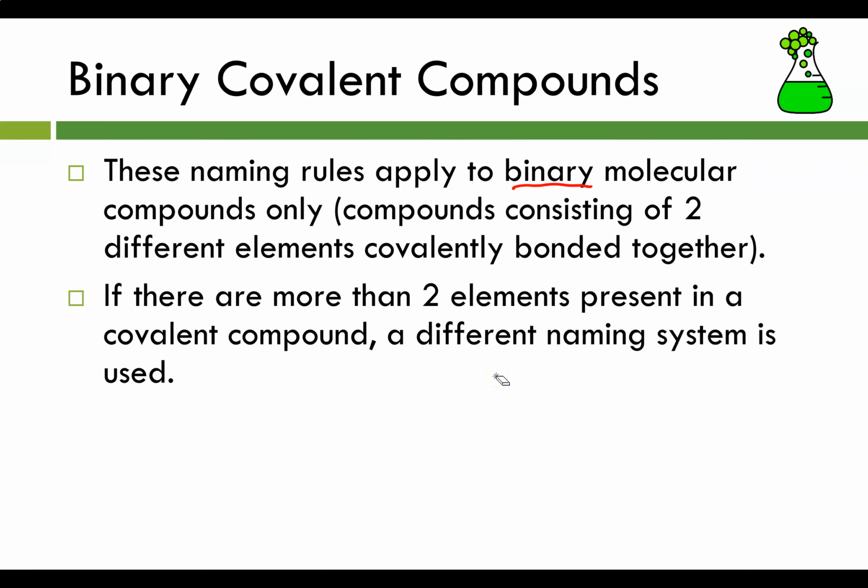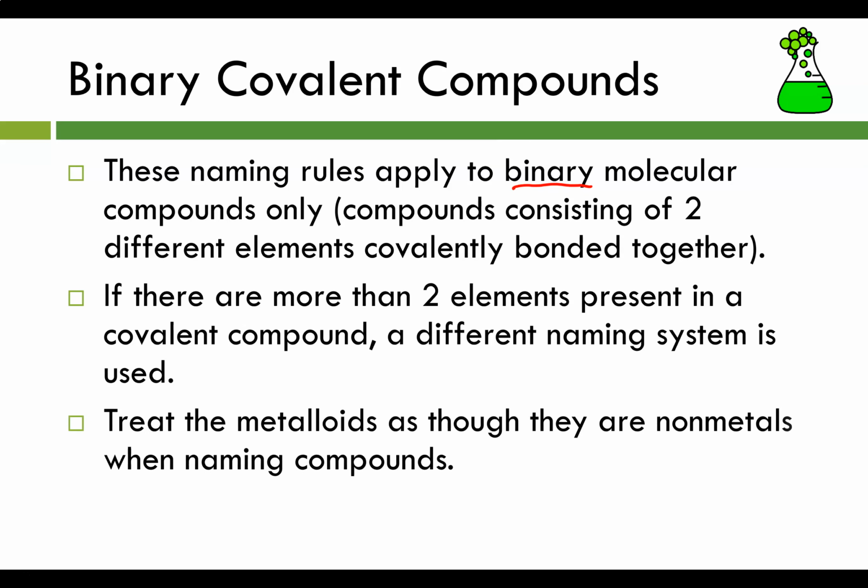And that's literally what I just said. Multiple elements, more than 2, more specifically, present in a covalent compound, we use a different naming system. So we cannot name those types of covalent compounds at this point in time.